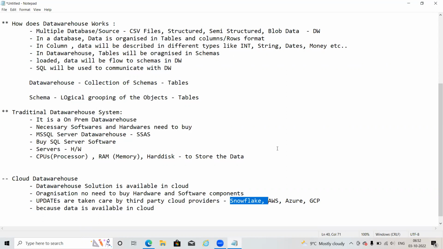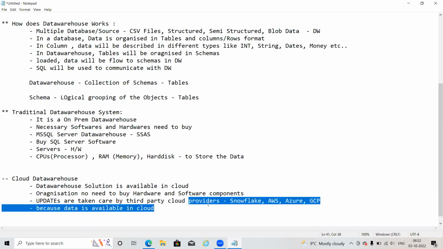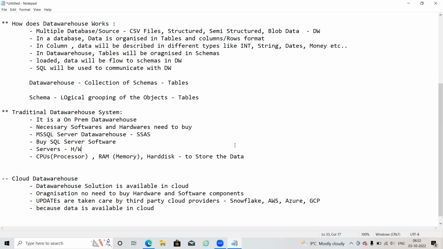This is clear, third party products? Yes, sir. Clear. Thank you. Clear, right?